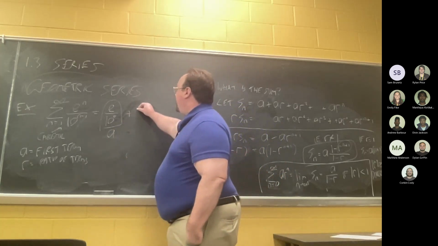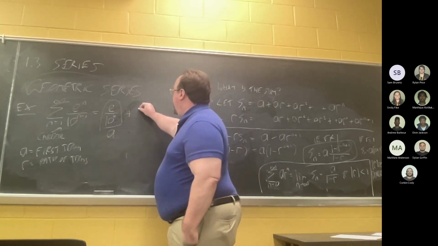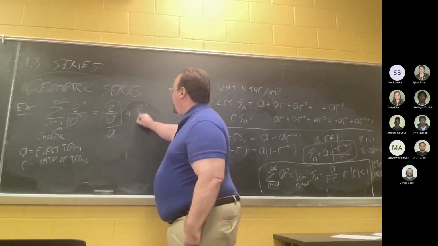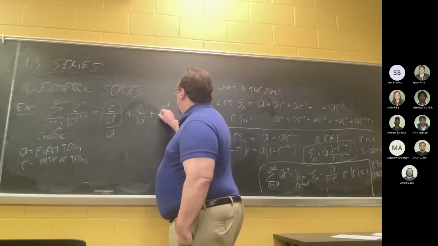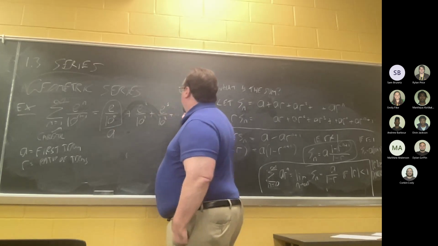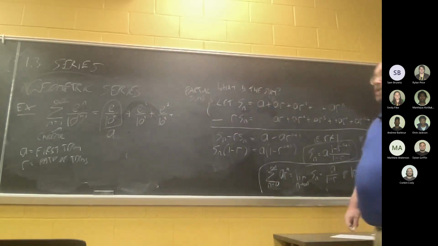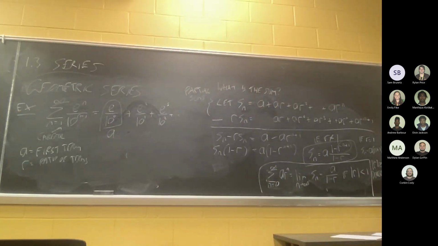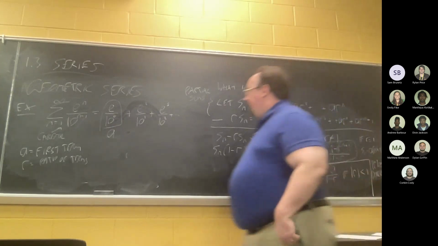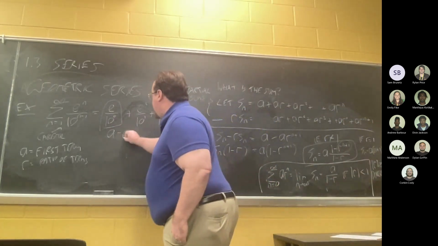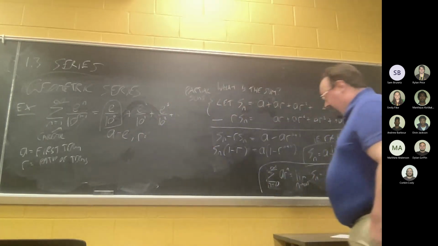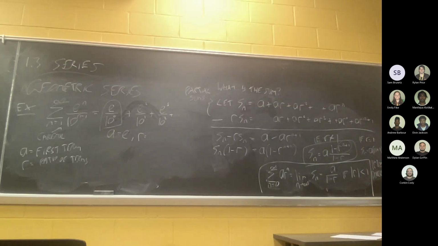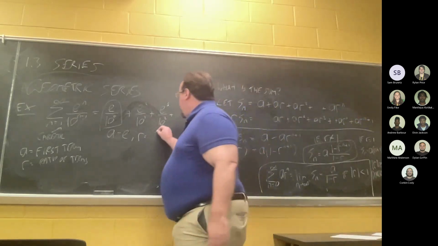And then the next terms: for n equals 2, I'd have e squared over 10 to the first, then e cubed over 10 squared, and so on. Whatever you're multiplying by to get from one term to the next, that's your r. So a turns out to be equal to e in this example. And what is r? e over 10.